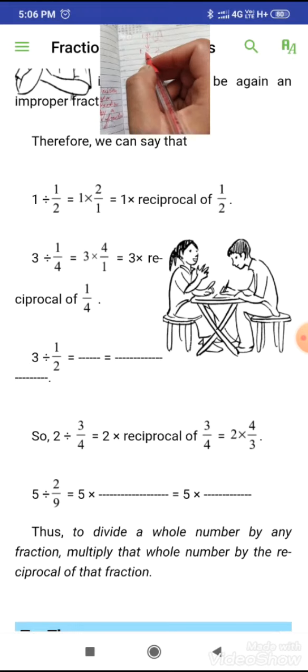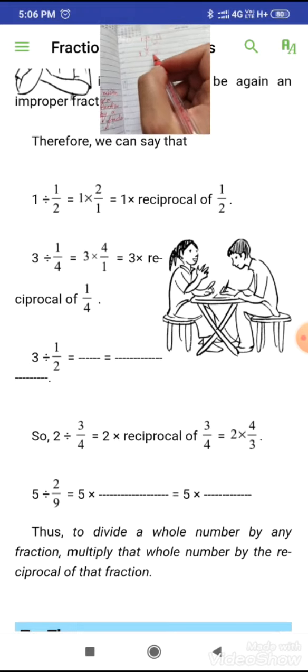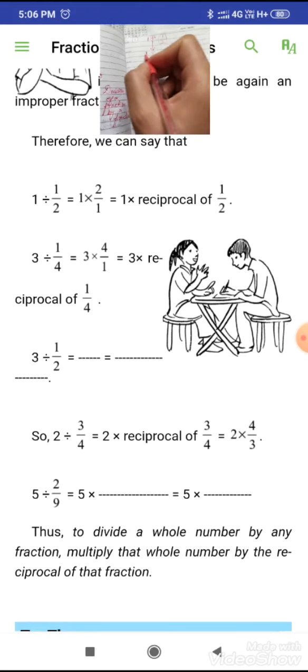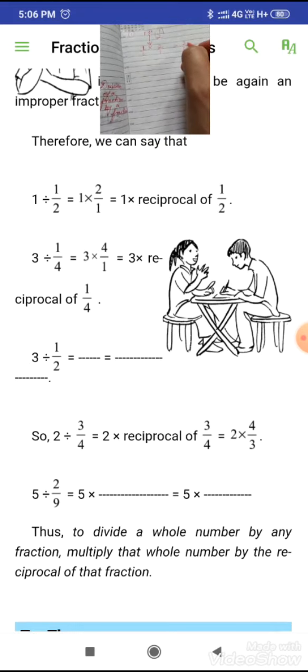Now multiply these two fractions as we multiply. So 1 multiplied by 2 is 2, and 1 multiplied by 1 is 1. So our answer is 2/1.